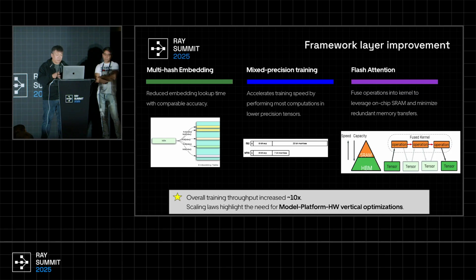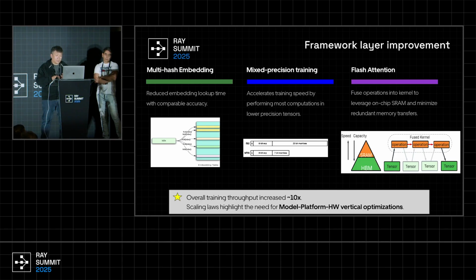So the idea of flash attention is basically you fuse all the operations inside one kernel, so you do not need to copy back and forth between your on-chip SRAM and the HBM. By doing this, you save a lot of time on the memory copy and improve the overall efficiency. So by the combination of the compute layer improvement and the framework layer improvement, we achieve about 10 times throughput on top of the hardware we upgraded.